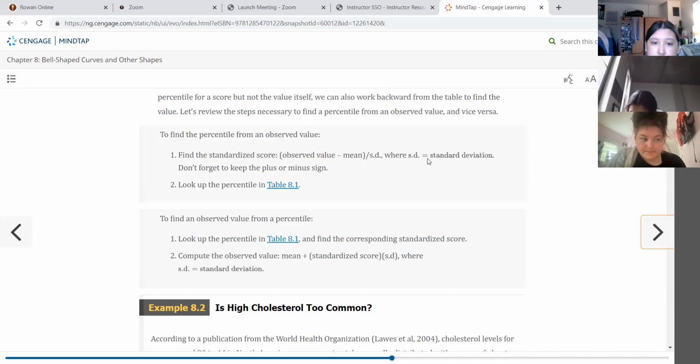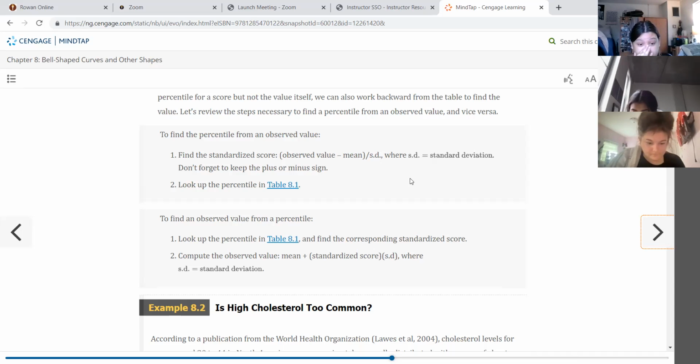Use your calculator. If this is hard for you to do in your head, you don't do mental math. That's why you have a calculator. Do 80 minus 100. Minus 20. That's 20 points, and the minus means you scored below the mean. Now you divide that by the standard deviation, which is 10. Minus 20 divided by 10 is minus 2. So you scored 2 standard deviations below the mean.